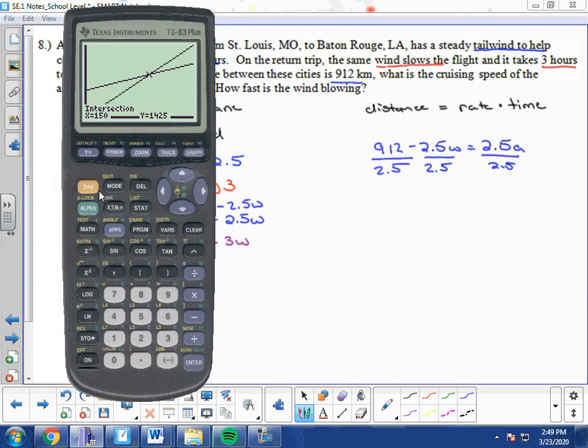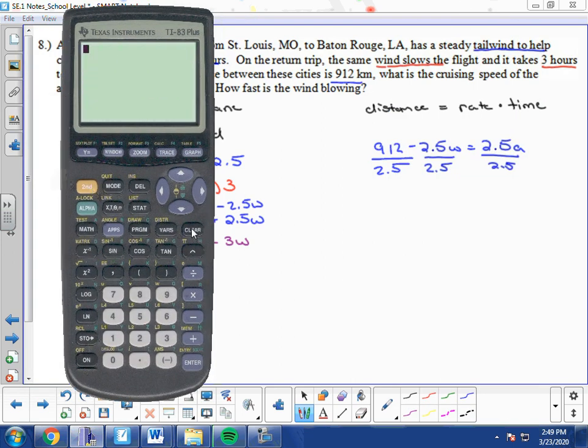So in the calculator, let me clear out of this, clear out of that. 912 divided by 2.5 equals 364.8, and then negative 2.5 divided by 2.5, so that would be 1, so negative 1, so minus 1W would just be minus W equals A. So I can put this equation into my calculator.